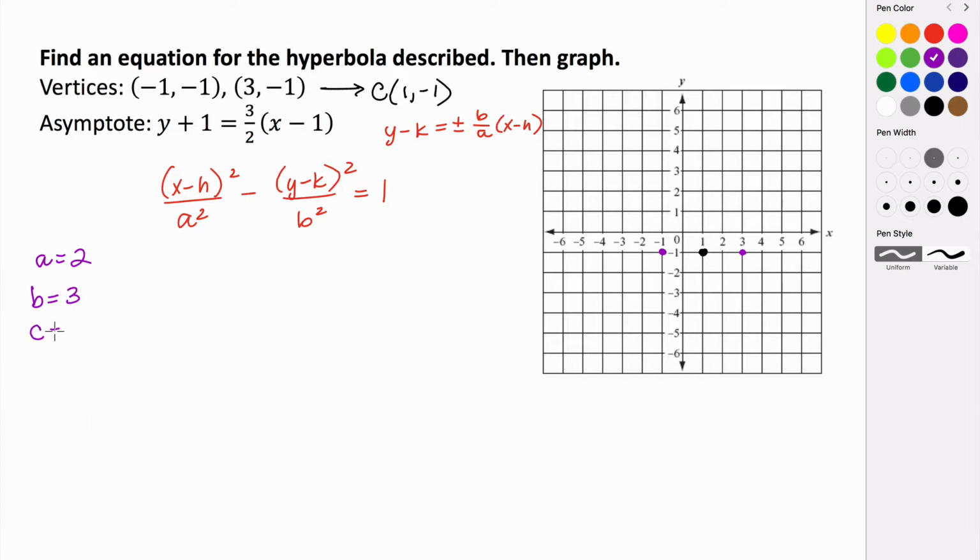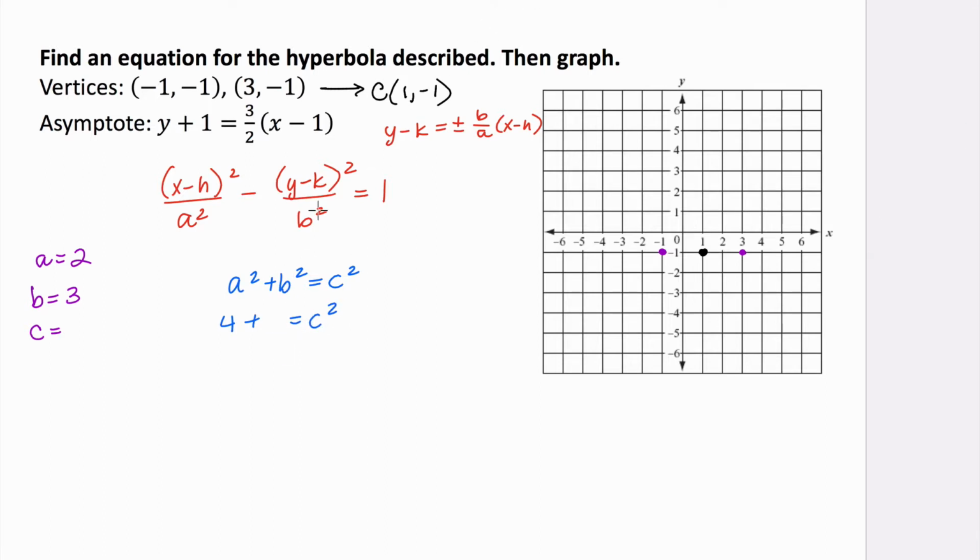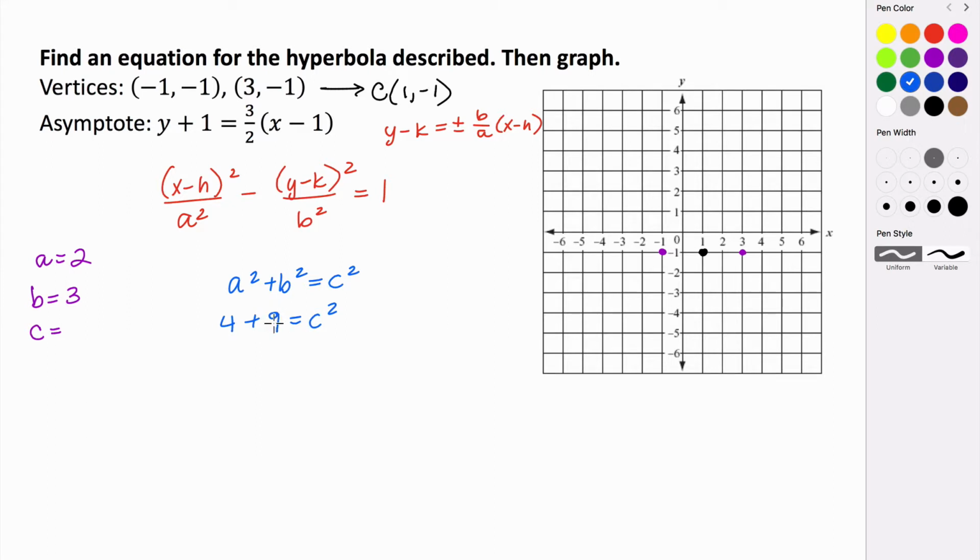And then we can find c by using the relationship between them. So a squared plus b squared equals c squared. So that's going to be 4 plus 9 equals c squared. This is a 9. 4 plus 9. So that means that c squared is equal to 13. And so c is the square root of 13. All right.